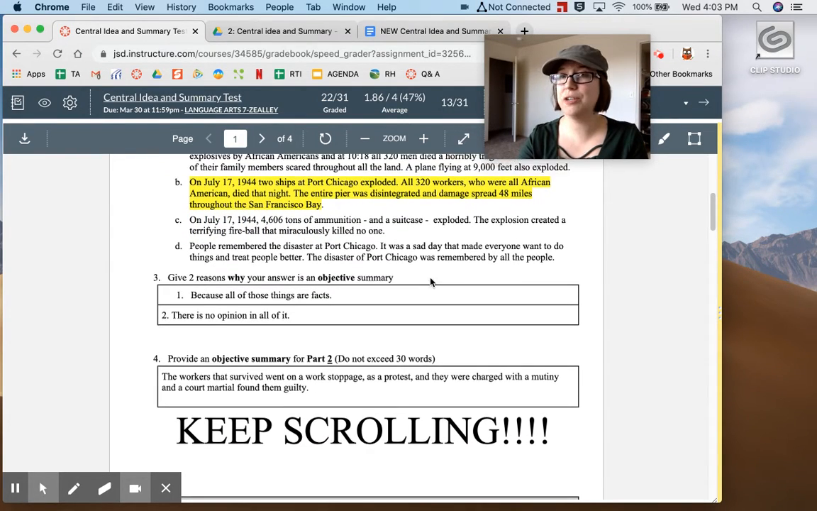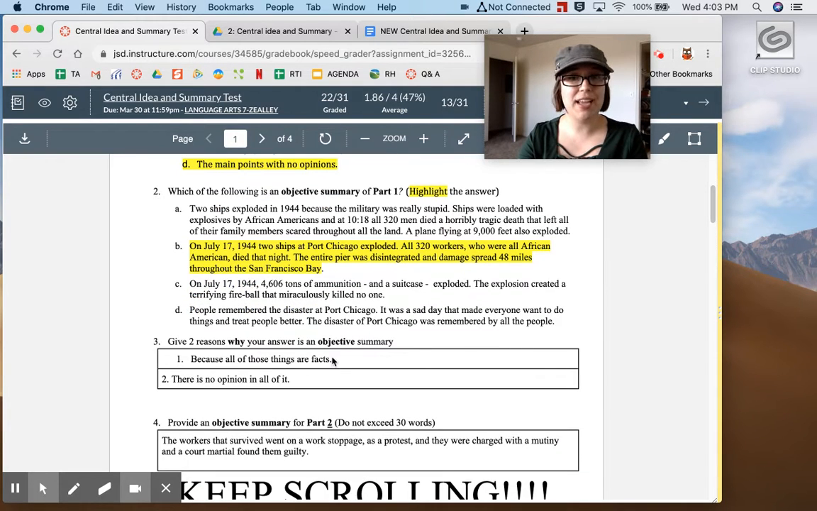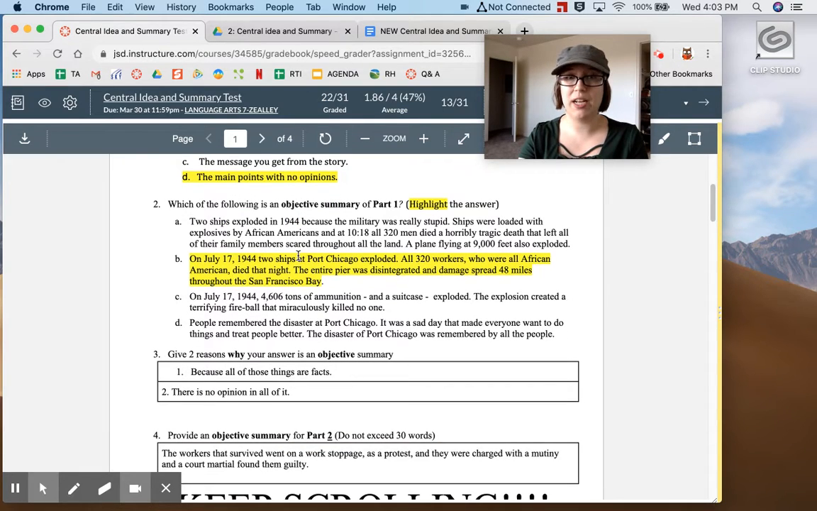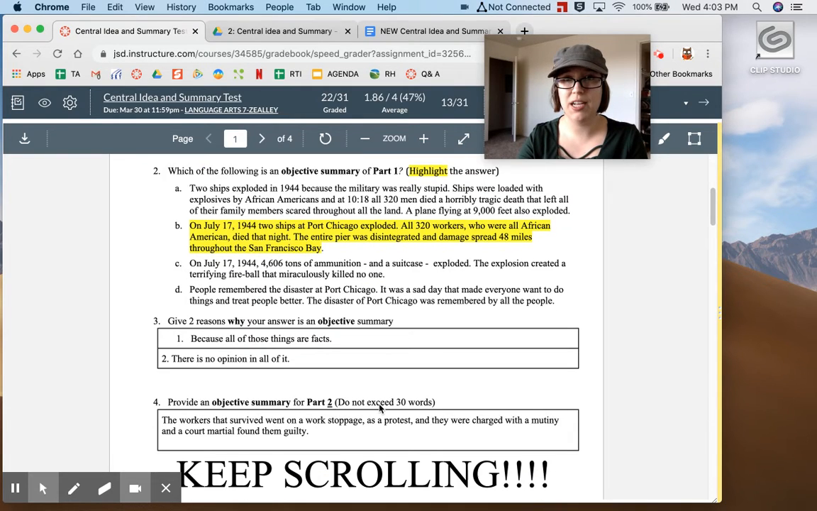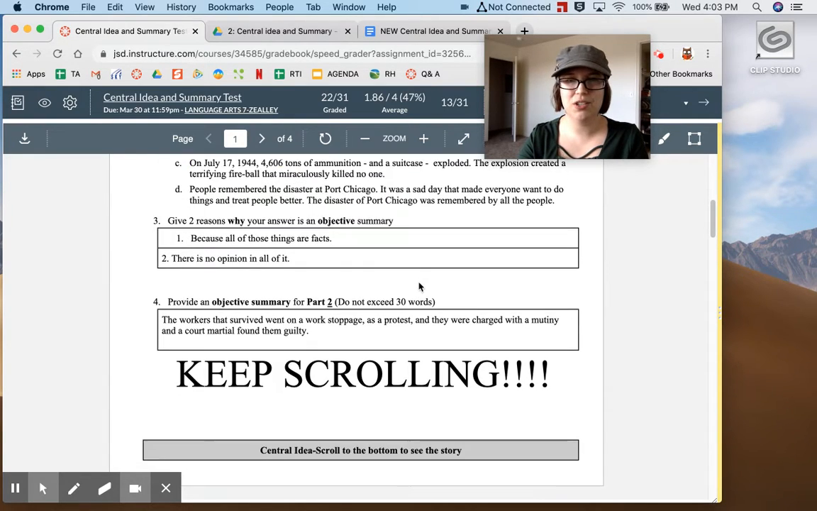Why is your answer an objective summary? We gave that answer in number 1. You just had to write it down again in number 3, okay? Main points with no opinions. Why is this objective? It has the main points and no opinions. So this person said all those things are facts. That would be considered wrong, okay? It should say main points, no opinions.